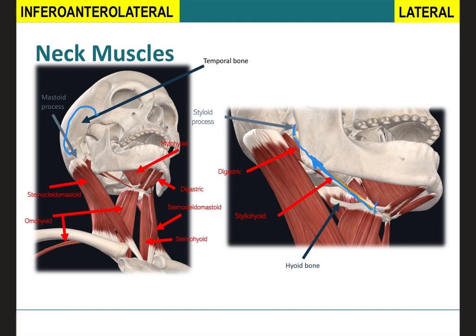The digastric here would be the anterior belly, and this would be your posterior belly. Same thing on this other image.